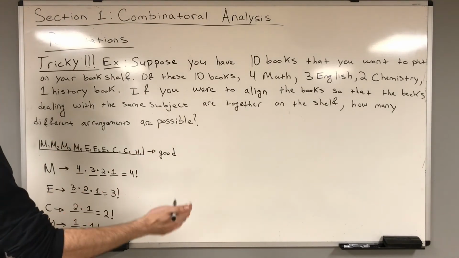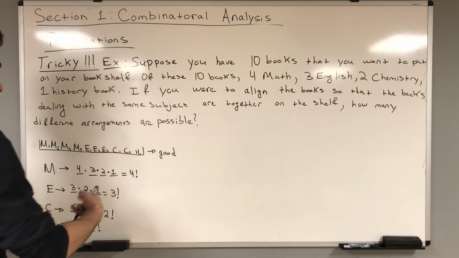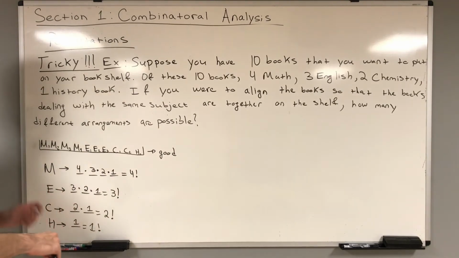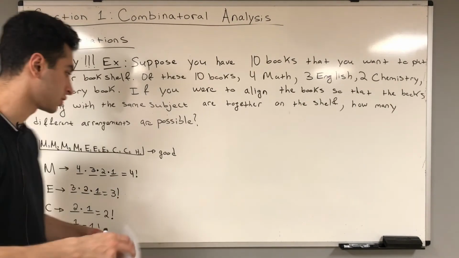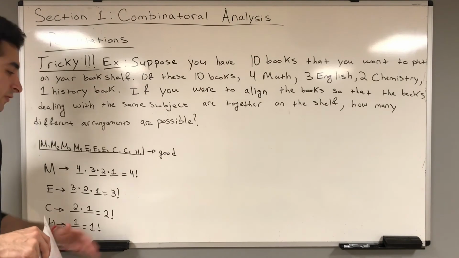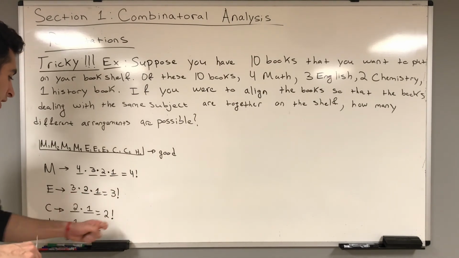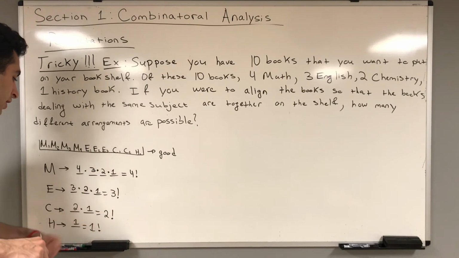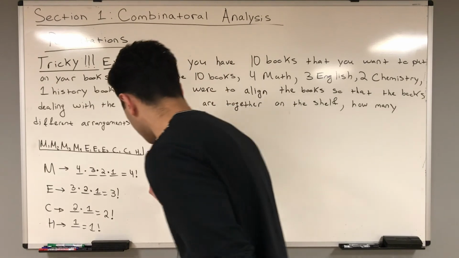Now the basic principle of counting says you have to multiply all of the outcomes for your given experiment. So our first experiment is finding ways to rearrange the math books. Doing that gives you 4 factorial outcomes. For the English books, it gives you 3 factorial outcomes. For the chemistry books, it's 2 factorial, and for the history, it's 1 factorial. So we have to multiply them together. Okay, so let's do that.